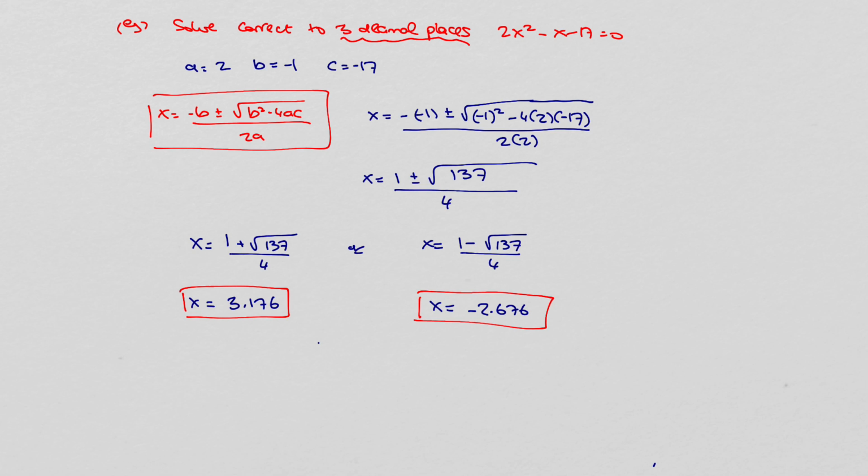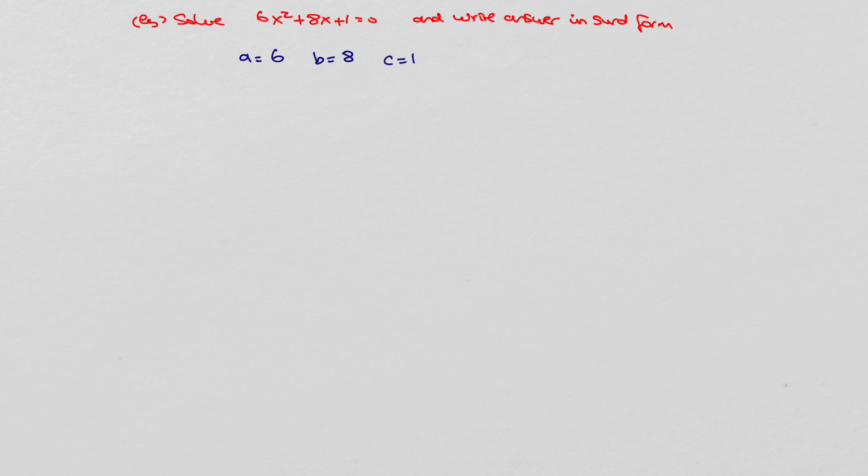So let's look at one where we are going to do it in surd form. So example, we're going to solve 6x squared plus 8x plus 1 equals 0, and write the answer in surd form. So surd form means we're going to leave our answer with a square root in it. So again, coefficient of x squared is 6, coefficient of x is 8, and constant is 1.